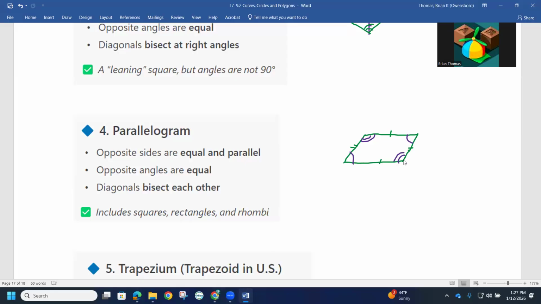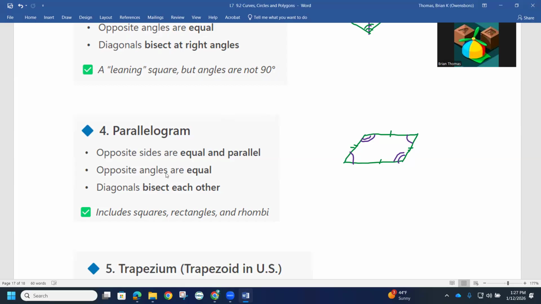Notice that these are considered same side, and if we think about parallel lines, these are actually same side interior angles, and these are going to be supplementary. The opposite angles are going to be equal, but the adjacent ones are supplementary, which means this angle and this angle would add up to 180 degrees.